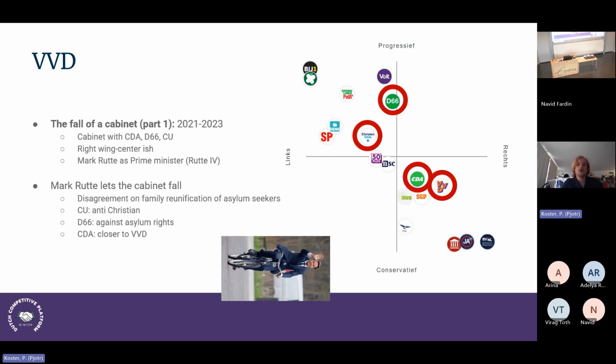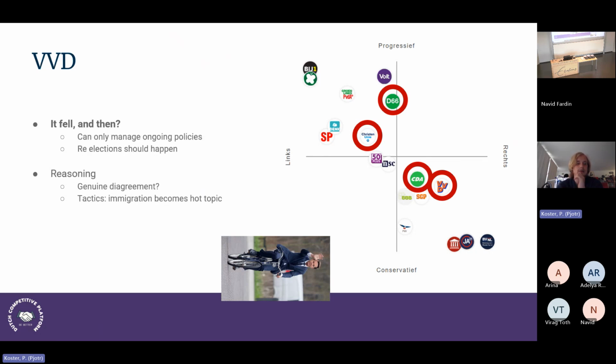They also knew that the CU, the Christian party, would be against this because this would be against their Christian values. And also the D66, which is, again, more progressive than the VVD, was also against this, because this goes against the asylum seeker rights that they have. The CDA could have been convinced because they are a bit closer to the VVD, but they didn't have a strict stance on this at the time.